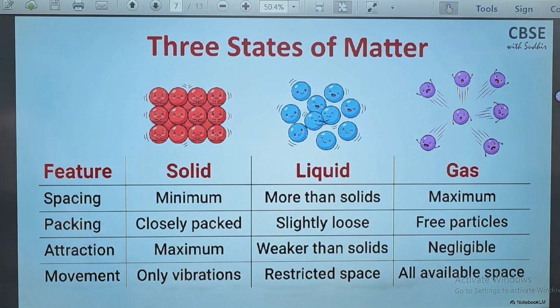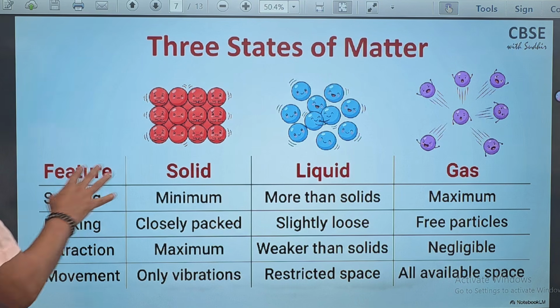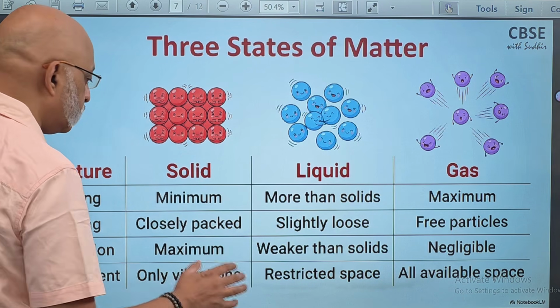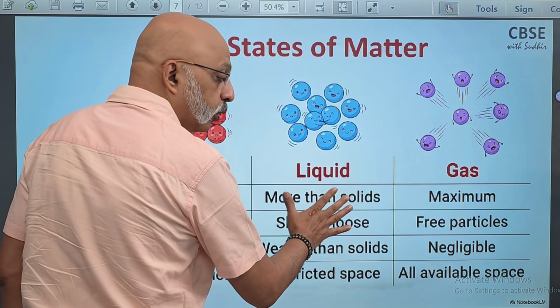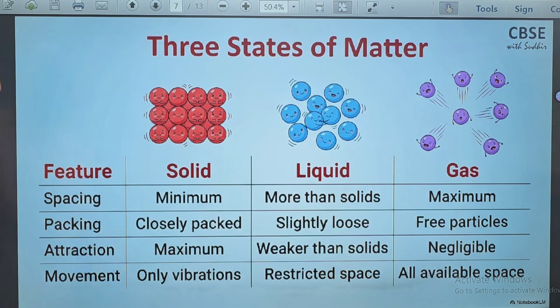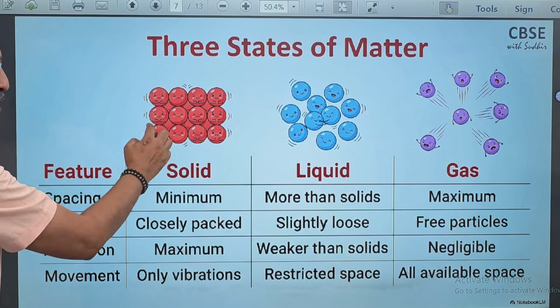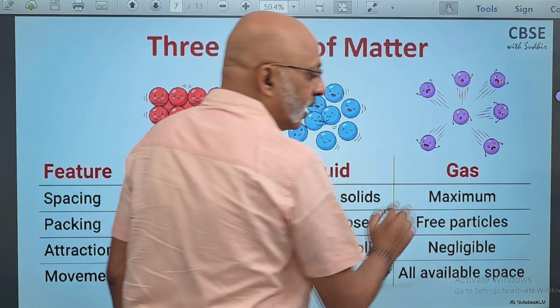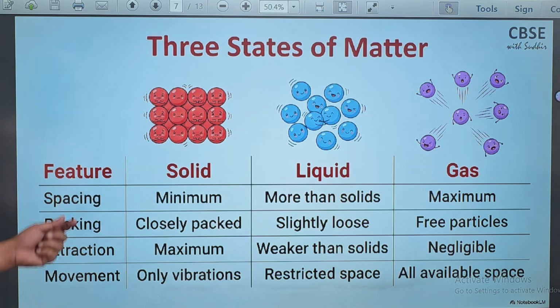So if we have to look at this in a tabular form, the three states of matter, the spacing in the case of solid is minimum, right? We are just doing a quick recap, quick revision. Minimum. In case of liquids, it is more than solids, and it is maximum in the case of gas. Here it is very tight, there is no spacing. Here comparatively there is more spacing, and here there is maximum spacing between the particles.